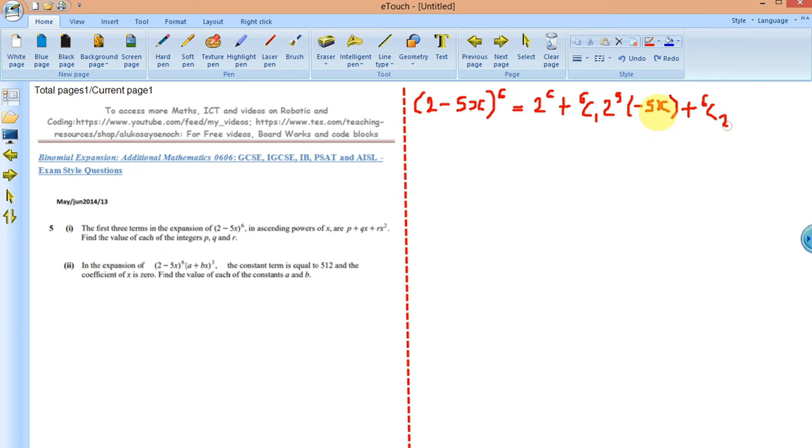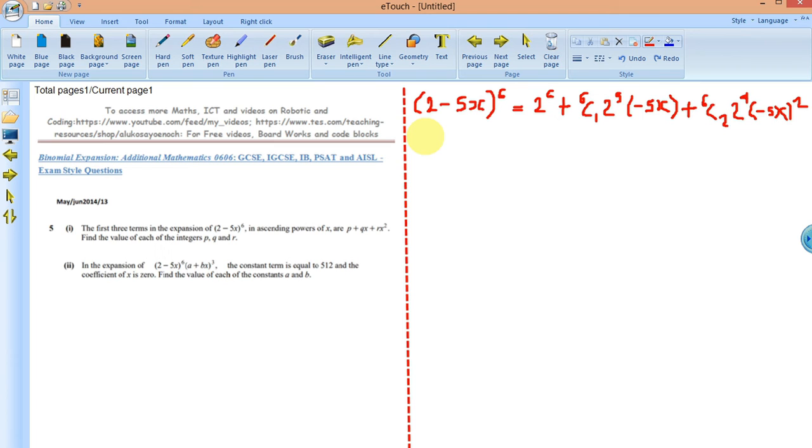Then 2 goes to 4, 2 raised to the power 4, and then minus 5x, all squared, so that I don't make that kind of mistake again. That's like the last question. Okay, so now I have the first three terms, 1, 2, 3. So I have 2 raised to the power 6. I need to use my calculator at this point, okay, guys.